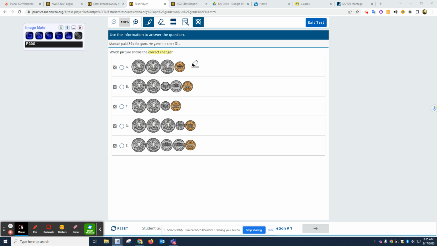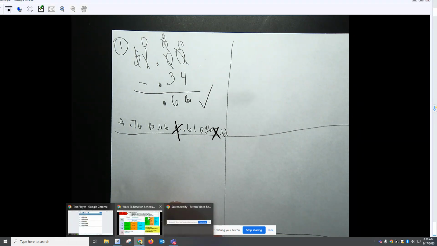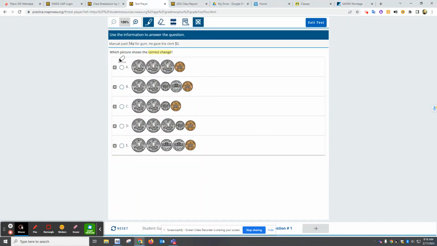So, this is the work I wrote. I wrote down the amounts of each coin. Now I can look at this. I see that they're trying to fool me with two answers that are actually exactly the same, 61 cents and 61 cents. Those are both wrong. So when I go to my question, I can go ahead and eliminate 61. So I can eliminate C and I can eliminate E.